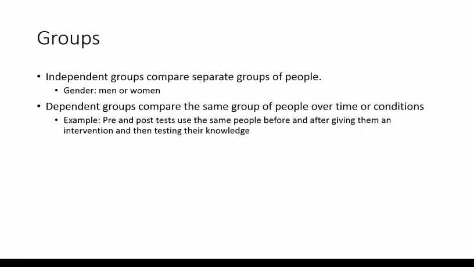Dependent groups are when you might have the same group of people that you're testing twice, or you're comparing the differences between the group before and after an intervention. So they're the same people in the group, you're just comparing before and after, like a pretest. So you might give an educational intervention. You give the group a pretest to test their knowledge before, give the intervention, give them the post-test, and then you compare the difference between the average scores between the two tests.